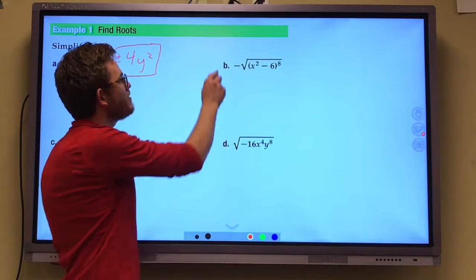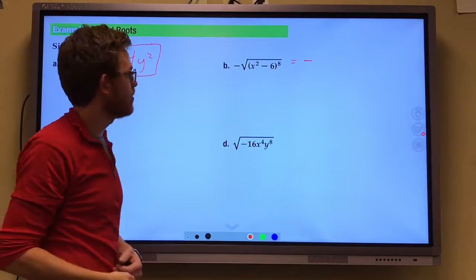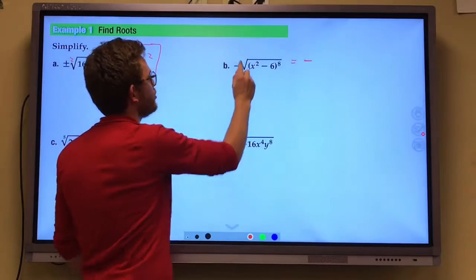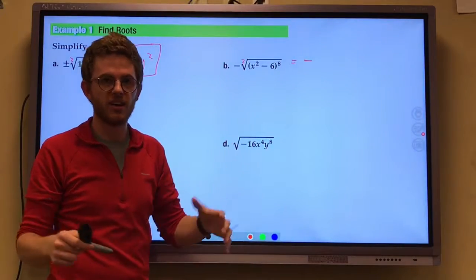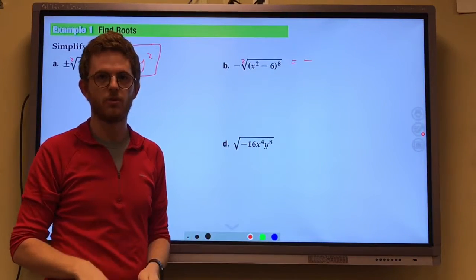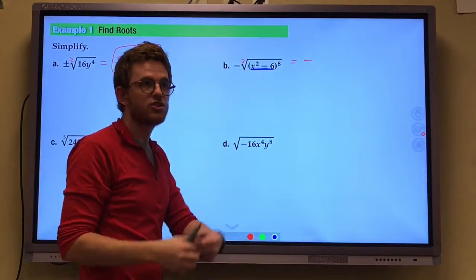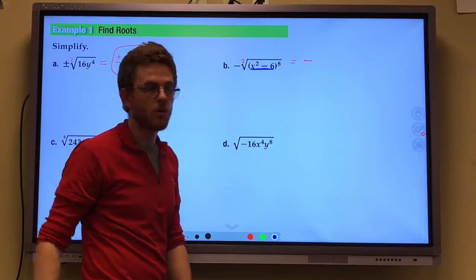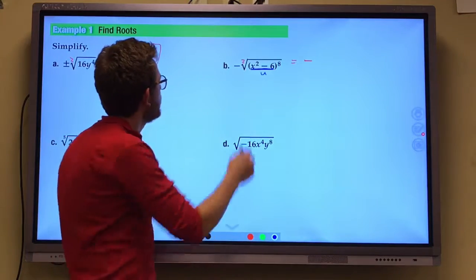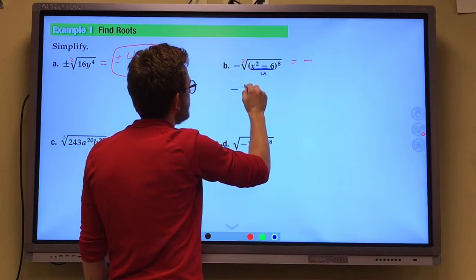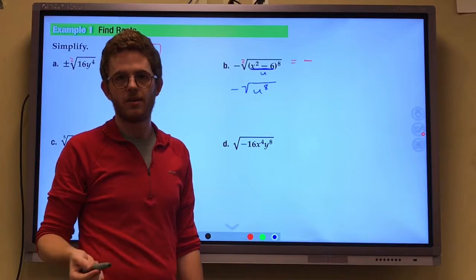Moving on to B, we have a negative out in front, so I know my answer is going to have a negative. I'm going to leave that out in the front. We're still taking a square root, but this always seems to confuse people: x squared minus 6 in parentheses being raised to the 8th power. Here's my suggestion. I would change that x squared minus 6, that's just something being raised to a power, let's call that u. If we call that u, then our entire problem is really negative square root of u to the 8th. And that's not a big deal.